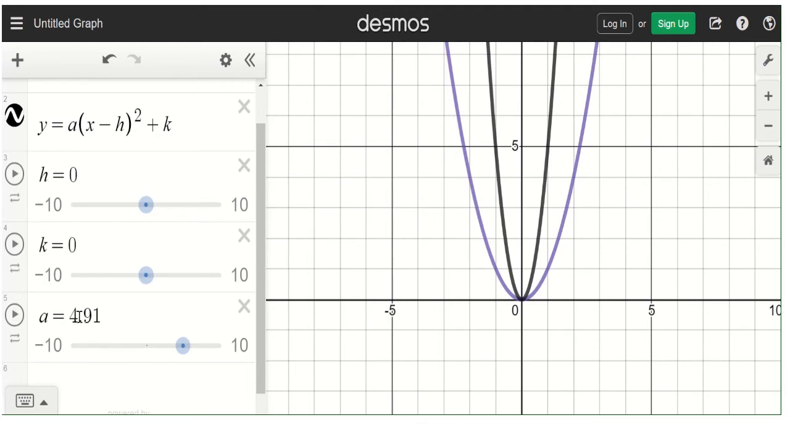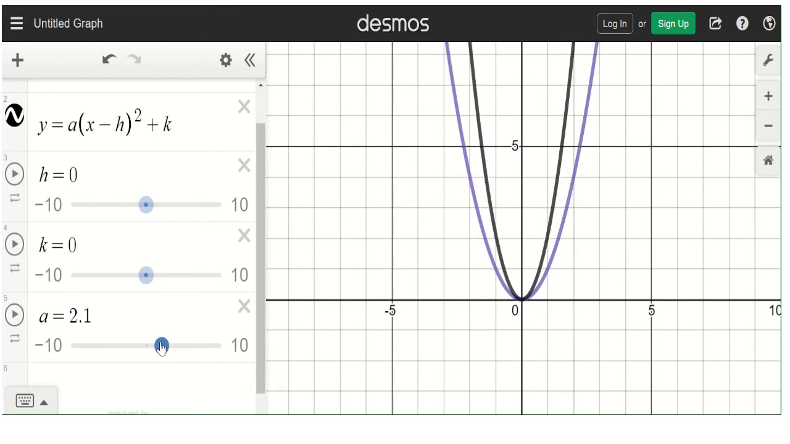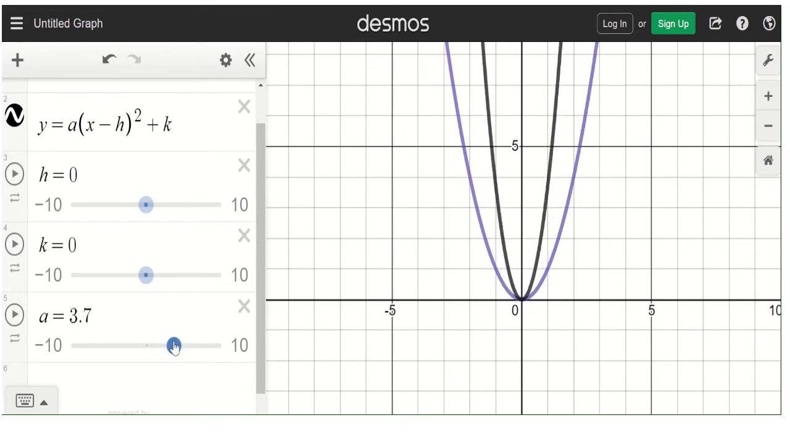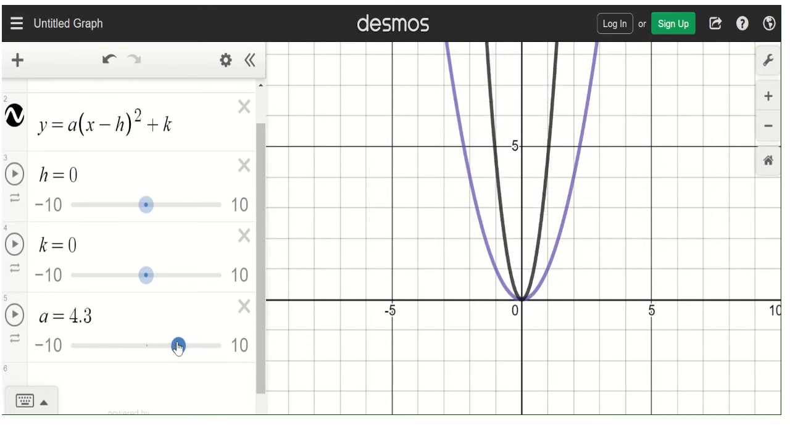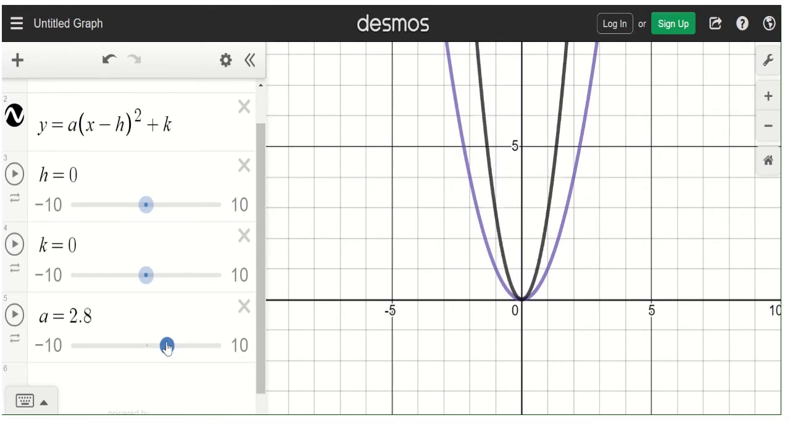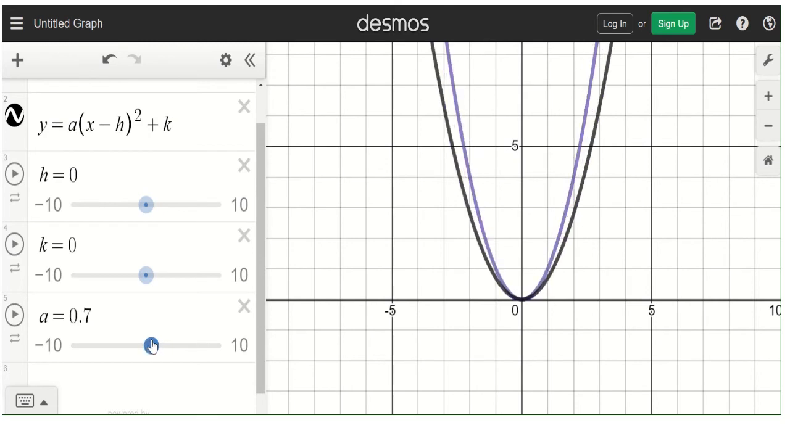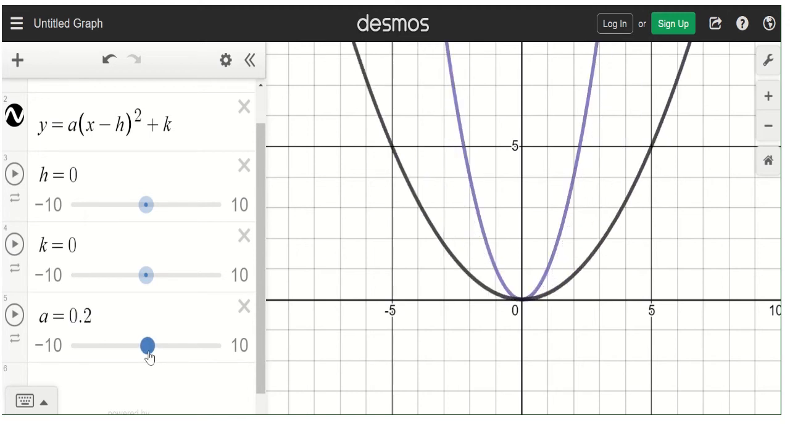And if we look at the a value, it's 4.91. What we can do is I can move this manually. So as this number gets bigger and bigger, my parabola is getting more and more narrow. And then as I get closer to 1, my graph starts to widen, widen, widen, and then when it's at 1, it's the exact same. When I go under 1 though, now it's wider. Wider, wider, wider.